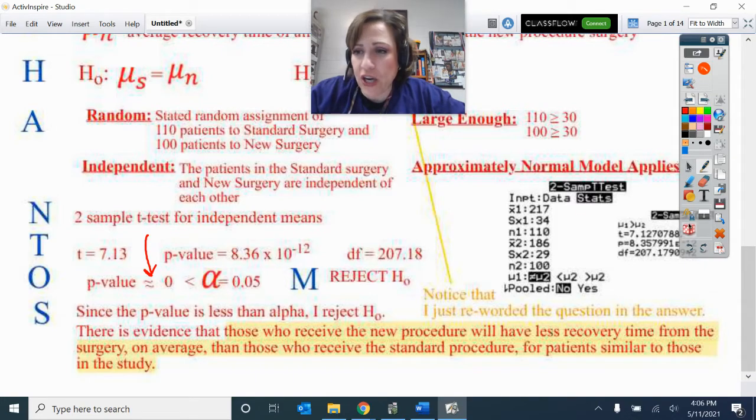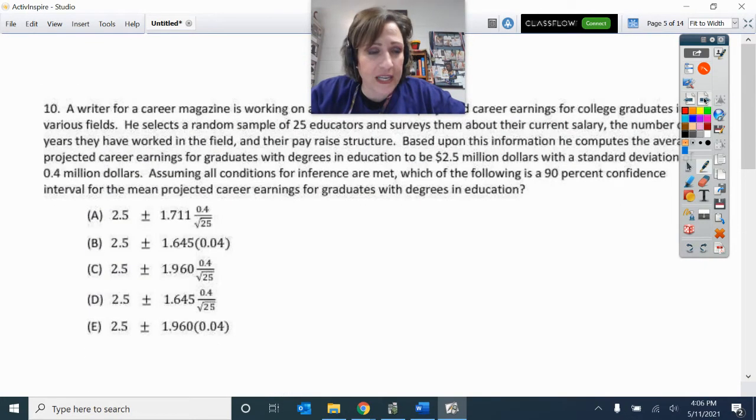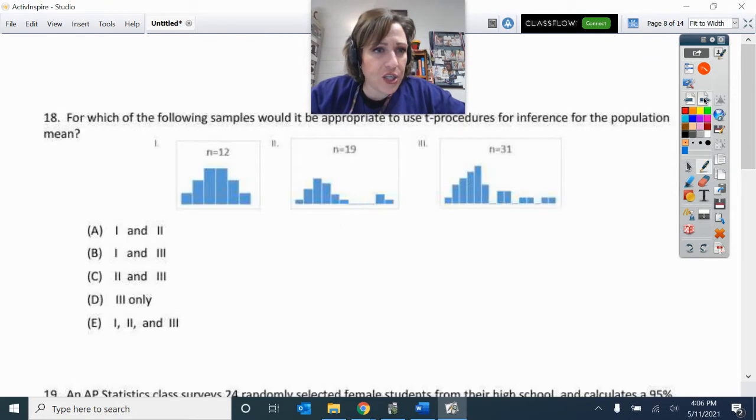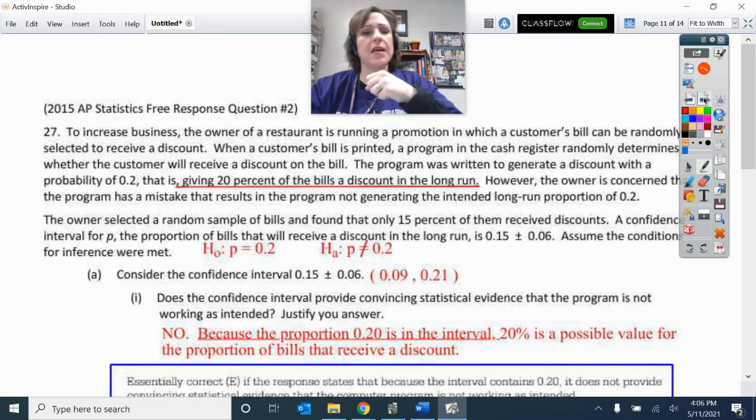First question in here. I'm going to skip over all of the multiple choices and do that in a separate video. But then we get to this problem here, number 27. So with number 27, 2015, not too long ago, question number 2.